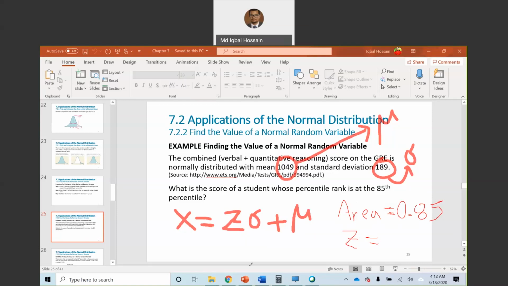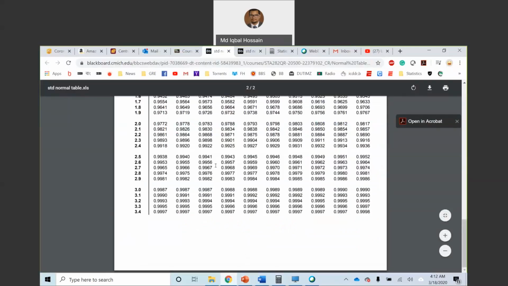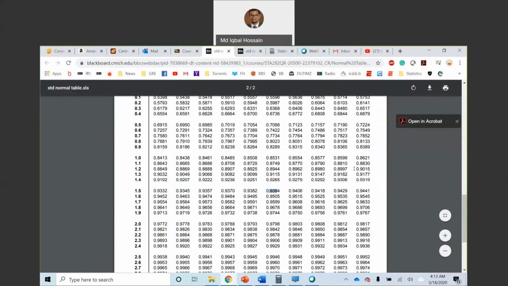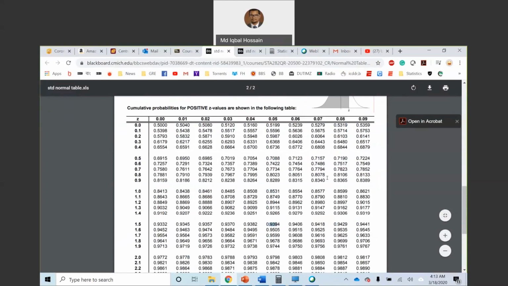So let's go to the z table now. We have the z table in Blackboard. We cannot access Blackboard like that, so what we need to do is cancel this, then we can access Blackboard. Go to the Blackboard. We remember our area was 0.85. So we are finding the area here. Where is 0.85? You can see we have 0.93, so we are going up to find 0.85. We have 0.88, 0.85 could be somewhere.